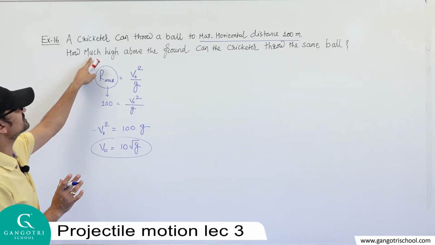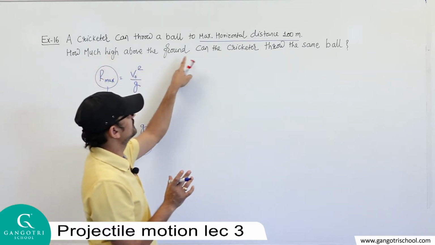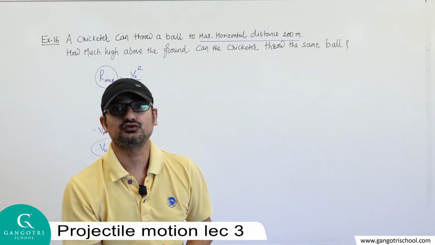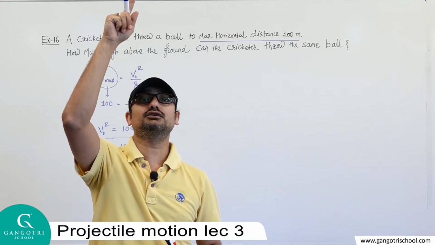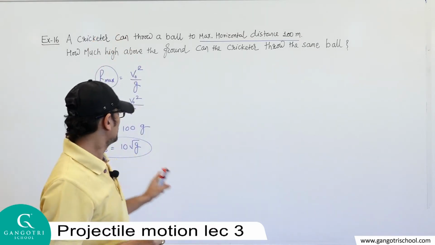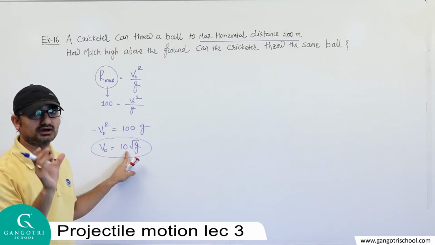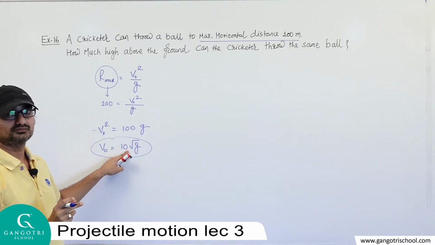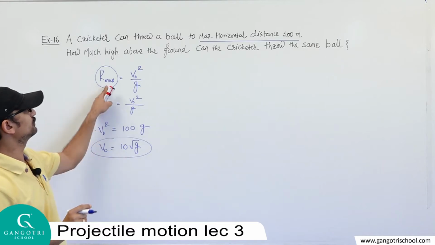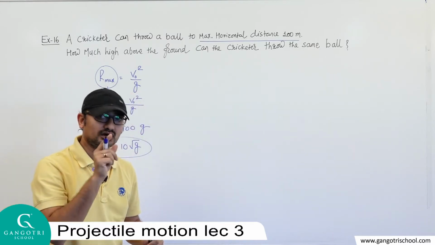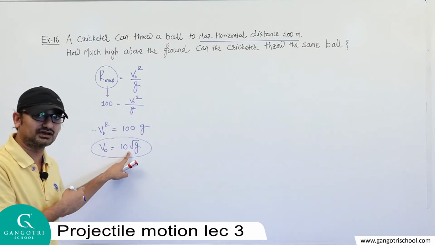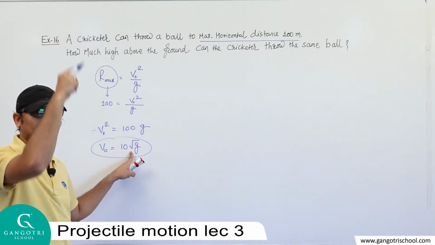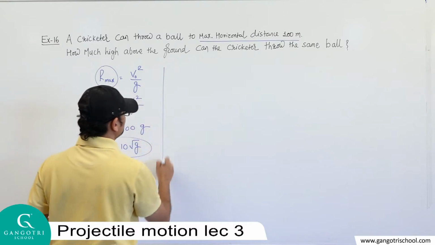Now how much high above the ground can the cricketer throw the same ball? If that cricketer throws the ball in a vertically upward direction, then it goes maximum up to which height? In a very simple way, a cricketer can throw a ball with this velocity at an angle 45 degree, then it goes maximum up to 100 meter far. If the same cricketer throws the ball with the same velocity 10 root G, but this time in a vertically upward direction, then it goes maximum up to which height is the question.